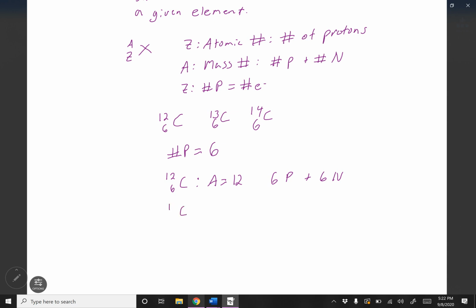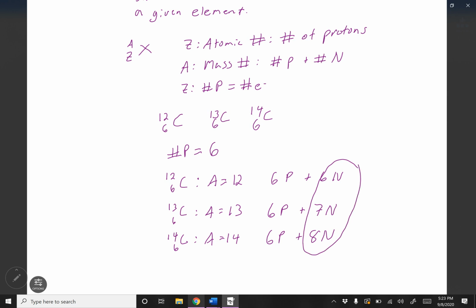If I look at carbon 13, A is equal to 13. So that means that it still has 6 protons, remember, because it has to have 6 protons if it's still carbon, but it must have one more neutron to make it carbon 13. So that would be 7 neutrons. Next we have carbon 14. A equal to 14, which means, again, still 6 protons, but now it must have 8 neutrons to be equal to 14.